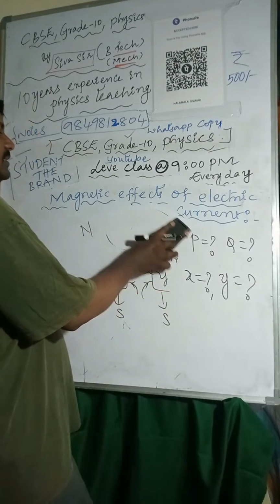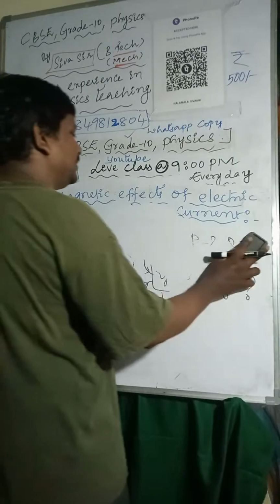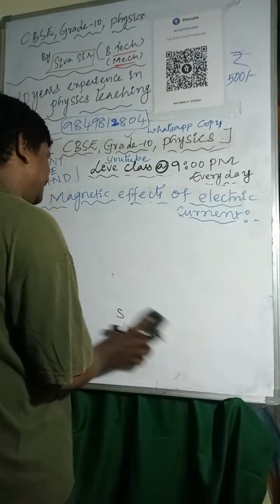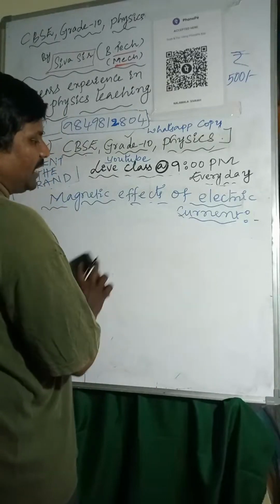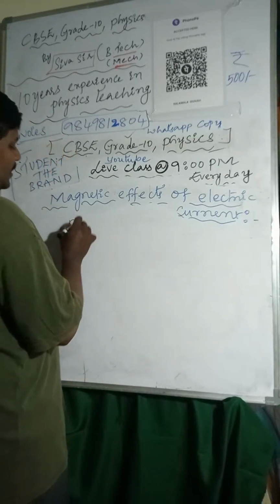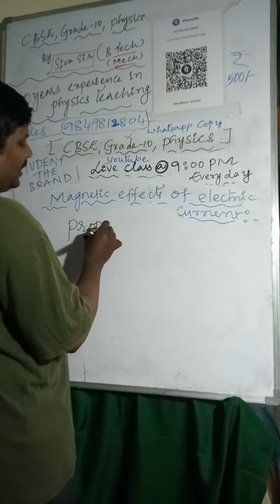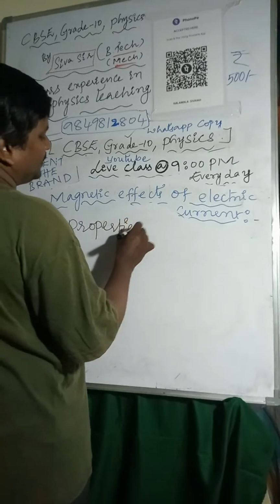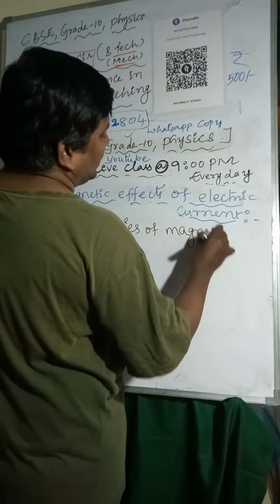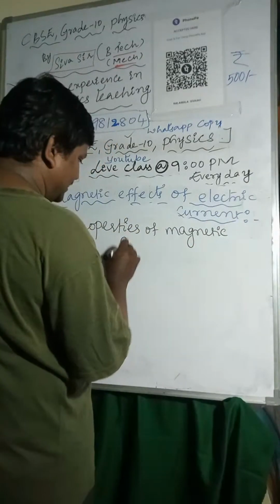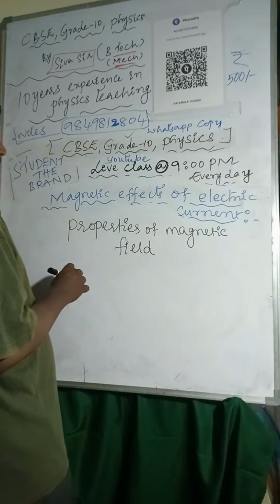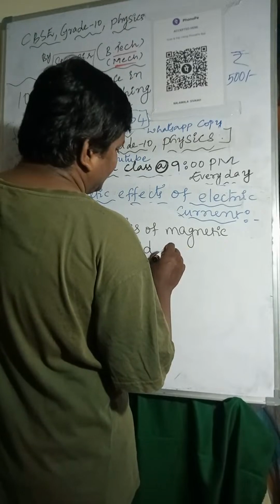So magnetic field is completed, magnetic properties, everything. And here, one more point: magnetic field lines. So we have to talk about the properties of magnetic field lines.